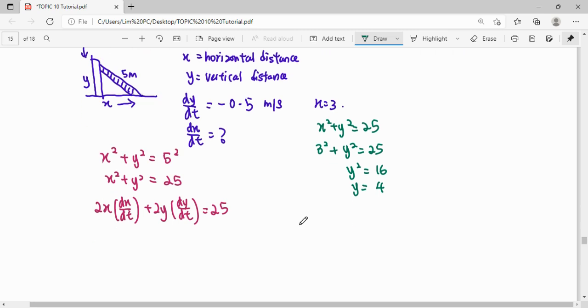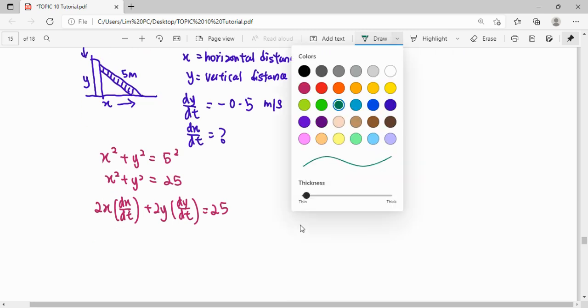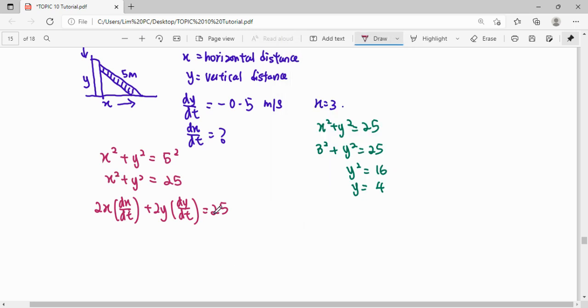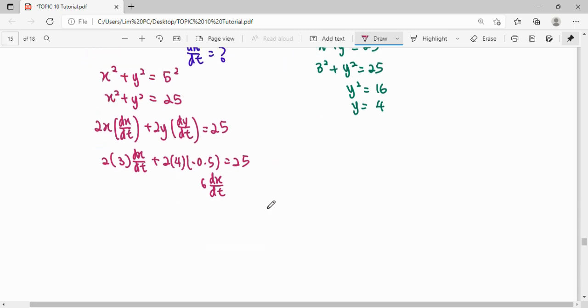So lastly, our information is complete, then we can substitute into our differential equation here, where x is 3, y is 4, and dy/dt is also given, negative 0.5, and we are going to find out our dx/dt. So we move this to the right hand side.